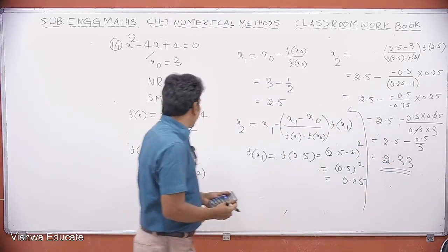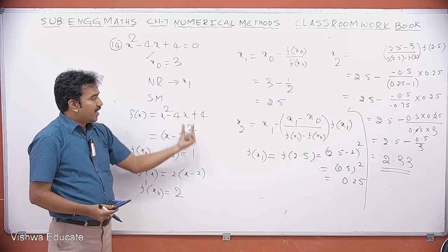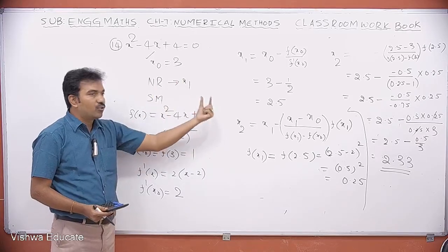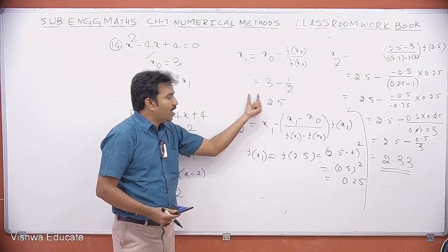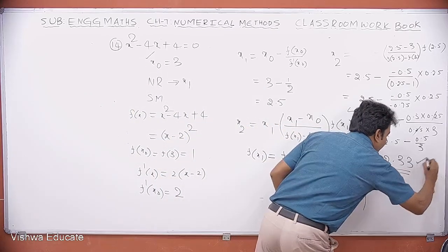Therefore in the first iteration we got 2.5. Initial approximation is 3. In the next approximation we got 2.5. We applied Newton-Raphson method once, we got 2.5. After that we have applied secant method using x1 as well as initial approximation. We got 2.33. So this is the right answer. Note this.